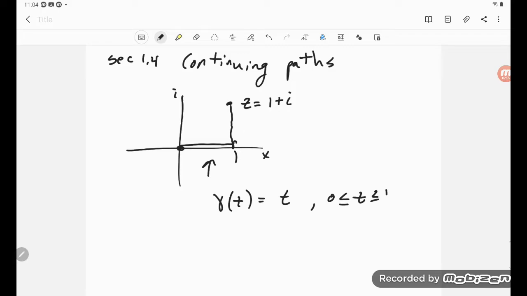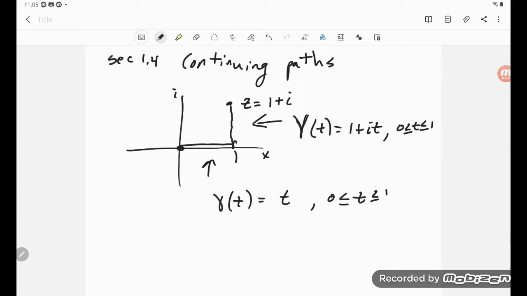Now up here, the first thing I would think of here would be gamma of t is equal to, what do I want to say here? 1 plus it, and again have 0 less than t less than 1. Okay, so this actually doesn't fit our definition of path, in that I have t going from 0 to 1 and then 0 to 1.